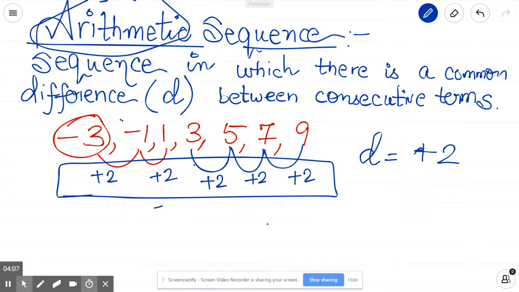And the terms are given as follows. Anytime they ask you, okay, what is the next term? I'll just add 2 to it and I'll get my next term, which is 11. So is this an arithmetic sequence? Yes, it is.